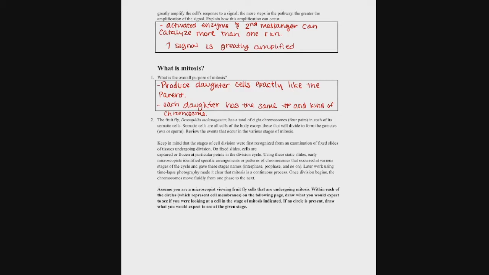Keep in mind that the stages of the cell division were first recognized from an examination of fixed slides of tissues undergoing division. And on fixed slides, cells are captured or frozen at particular points in the division cycle. Using these static slides, early microscopists identified specific arrangements or patterns of chromosomes that occurred at various stages of the cycle and gave these stages names: interphase, prophase, so on. Later work using time-lapse photography made it clear that mitosis is a continuous process. Once division begins, the chromosomes move fluidly from one phase to the next.